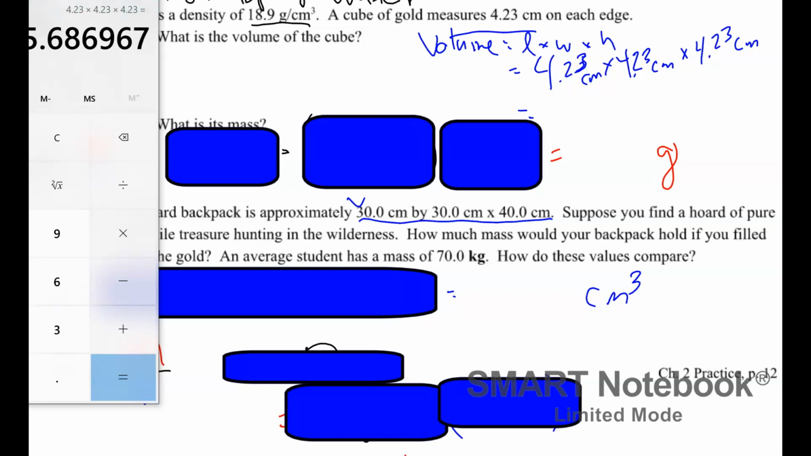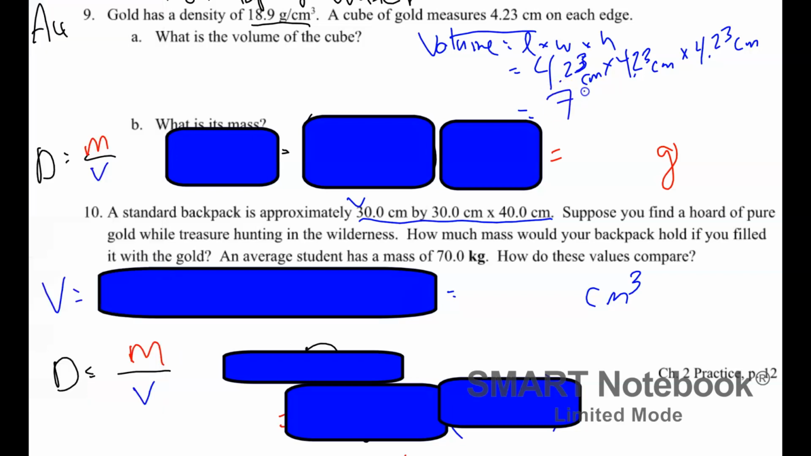75.69, and that's going to be centimeters cubed. So that's the volume of my gold cube.